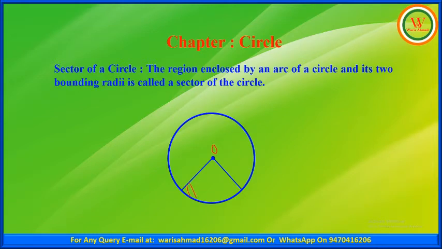Here this red line is representing the sector of the circle. This is the minor sector of the circle, and one more sector we are having by these two radii, and that is the major sector of the circle. So this is the major sector of the circle.